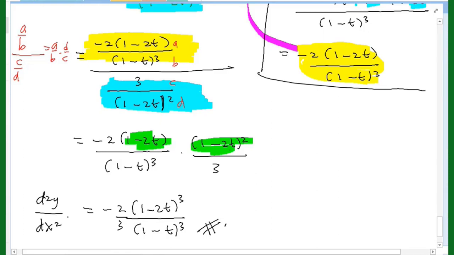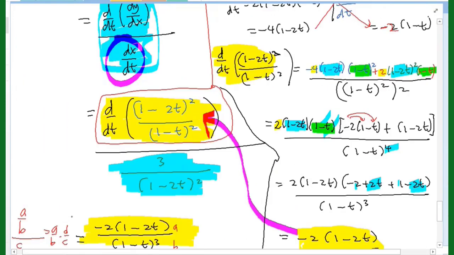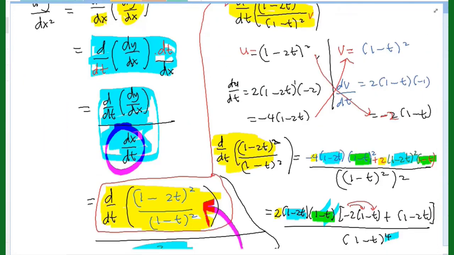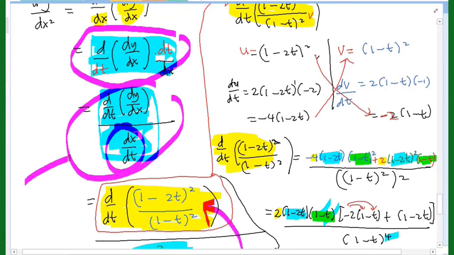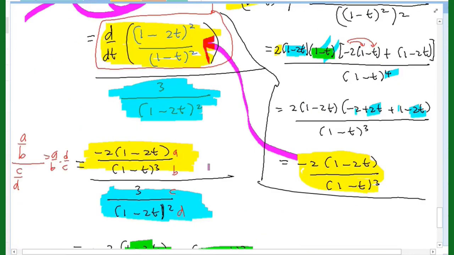Okay, check. So now the idea is, you have to remember this formula, up to you, this one or that one, but make sure to differentiate dy/dx and divide by dx/dt. And that settles d2y/dx squared. That settles this one, this is the class problem.